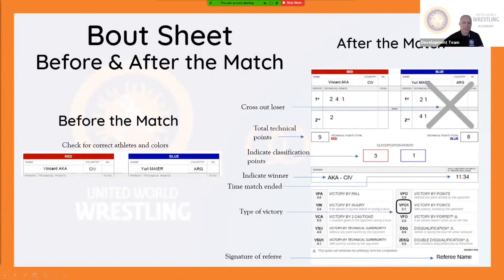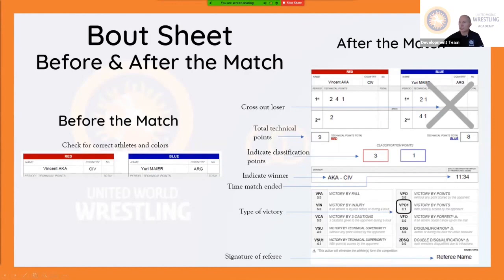Then at the bottom here, you have to circle the correct victory based on how the match ended. So in this case, this was a winner by points. Vincent won 9-8. So this was a victory by points. So we circle this one. And in this case, Yuri was able to get 1 classification point because he scored points.